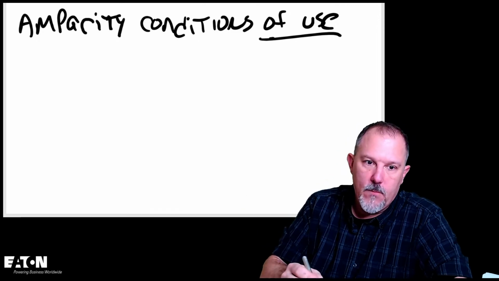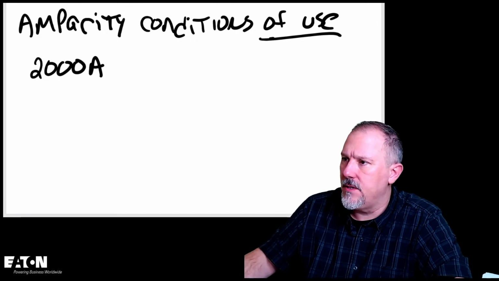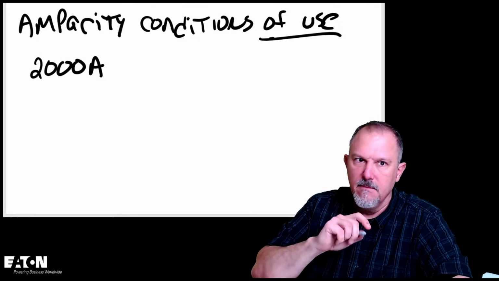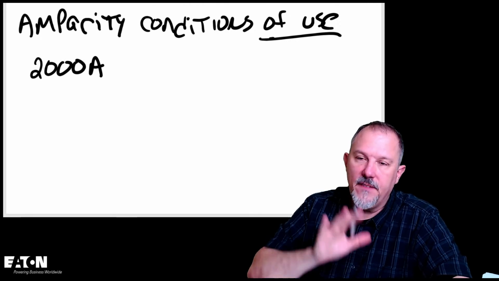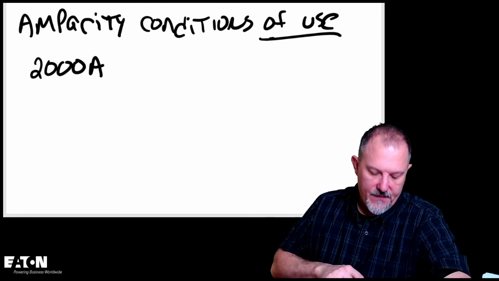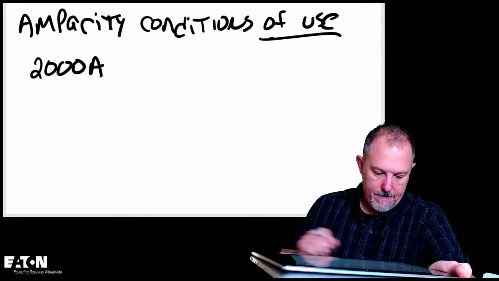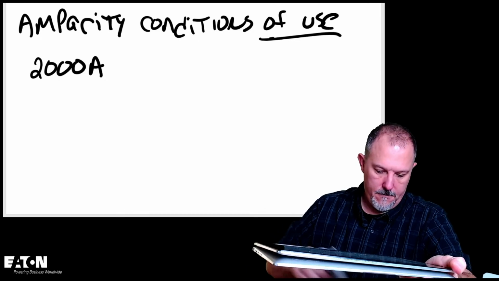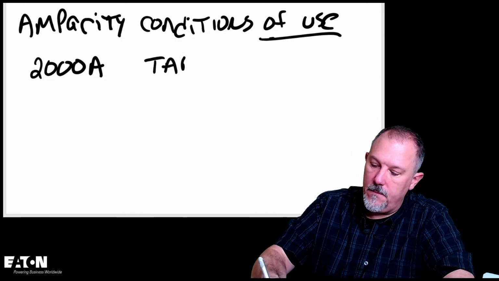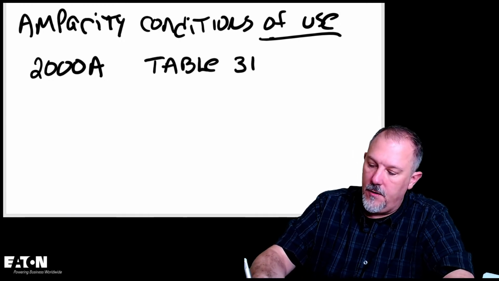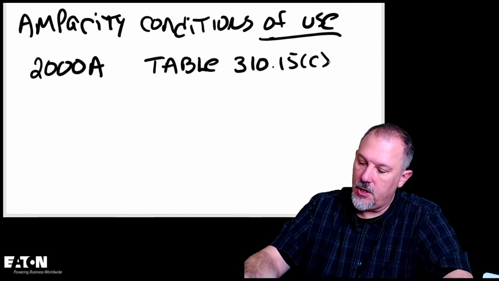Okay, so I need 2,000 amps. Right? Is that 2,000? Yes, it is. 2,000 amps. So what do I need to do? I know I've got 5 conductors. I exceed 3. If I look at table 310, so I've got to go to table 310.15(C)(1).